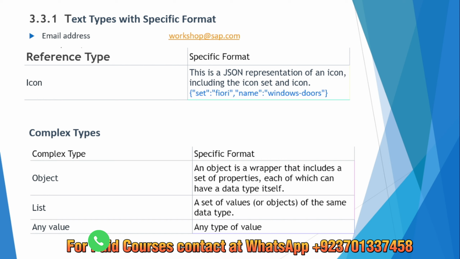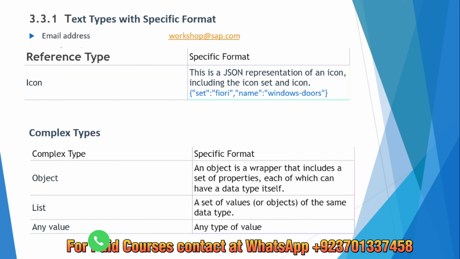Next we have the reference type. Reference type, for example, icon. For referencing any type of icon, we use the reference types data. For example, if we want to set any icon to any particular variable or any particular field, we use the type of icon which has the specific format of JSON, like this. Here, for example, it's showing the icon name and window door. So it will give the particular icon by using this type of reference type.